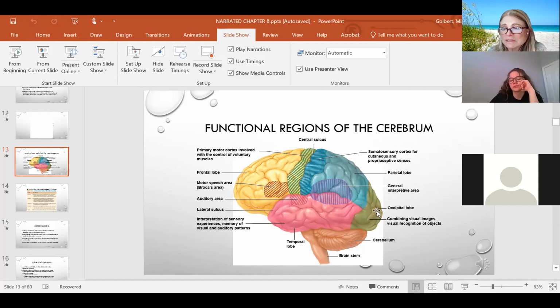Same with the visual center in the occipital lobe. Our eyes are receptors. The information is going to be sent here to the occipital lobe so that we can interpret what we're looking at. So that our response is going to be an appropriate one, like you're seeing the car coming fast, so your decision will be to run. But that happens because your occipital lobe and the visual center is interpreting what you're seeing with your eyes.